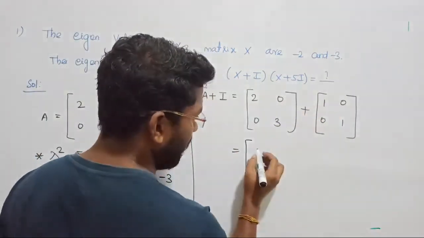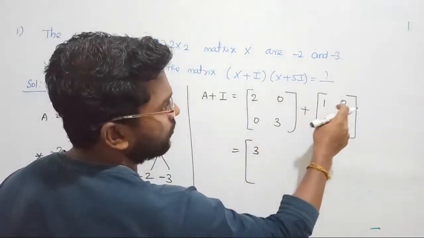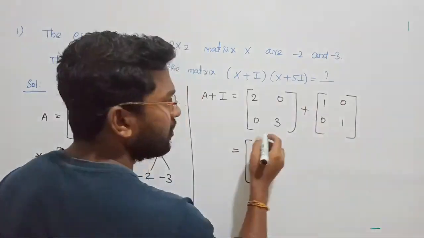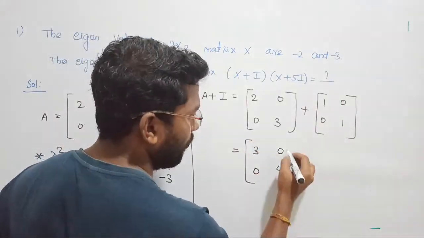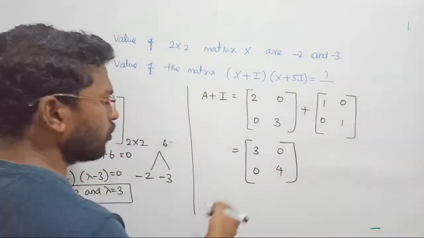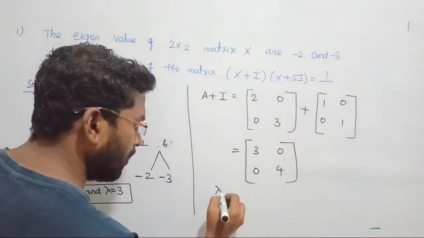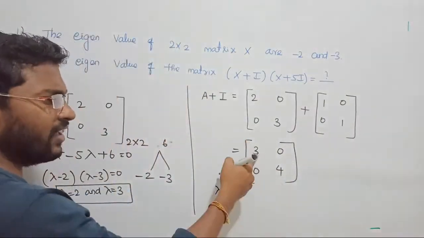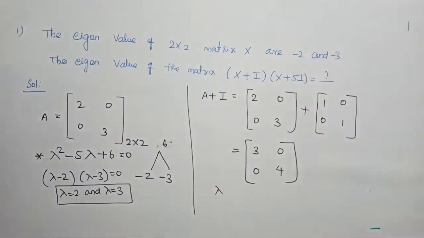2 plus 1 will become 3. 0 plus 0 will become 0. 0 plus 0 will become 0. 3 plus 1 will become 4. Now please find out the eigenvalue for this one. Can I write the answer anyway? That is going to be 3, 4 only, right? Yes, because that is what? Diagonal matrix. The given matrix is a diagonal matrix.